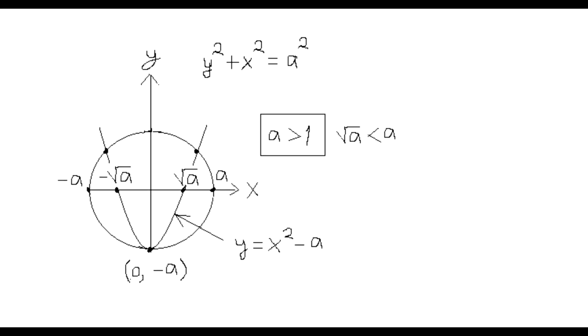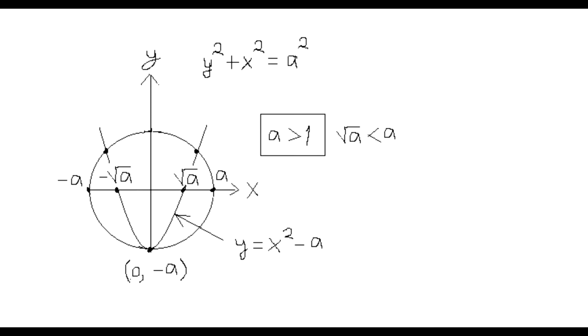The next simple case is when a is greater than 1. The parabola y equals x squared minus a, where a is positive, crosses the x-axis at 2 points with x-coordinates minus square root of a and plus square root of a, whereas the circle crosses the x-axis at 2 points with x-coordinates minus a and plus a.